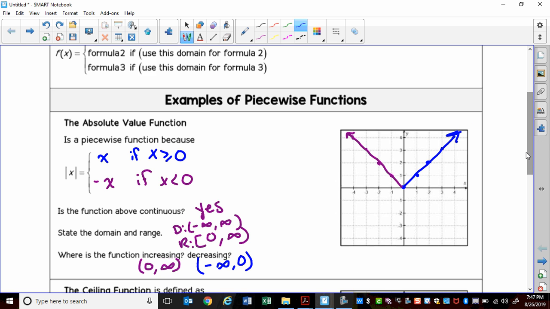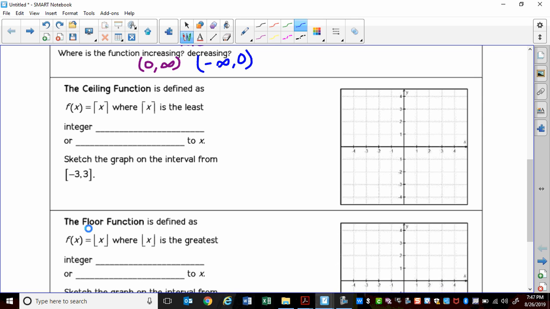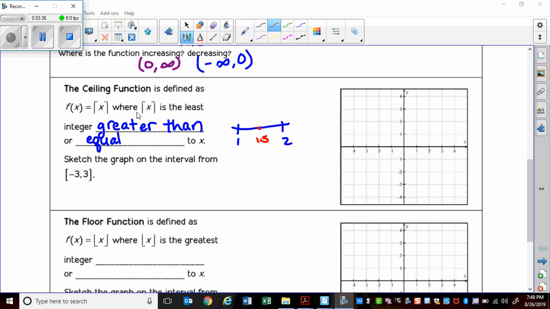Now this might be something new for you. This is called the ceiling function and the floor function. I always think of these as kind of like a step. When the little bracket is on top of the x, we're always going to push everything up. So when the little bracket looks like this, it is called the ceiling function, where the value is the least integer greater than or equal to x. So if we're between 1 and 2, we're always going to move it up to 2.